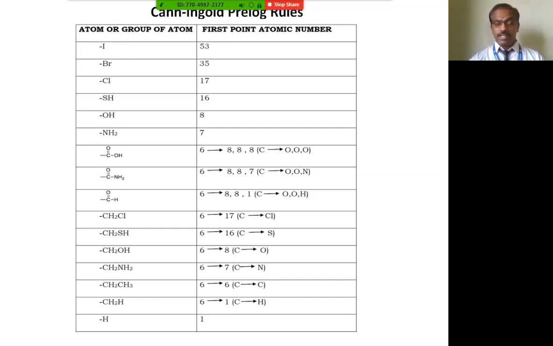Here you have to concentrate mainly on what the carbon is connected to. Chlorine is a functional group, 17. Then the thiol group: carbon is connected to 16. Then the oxygen group, alcohol group, CH2OH group. Carbon is connected to 8. Similarly, C is connected to N, 7. So similarly, hydrogen is equal to 1. Before you go for assigning that priority, you must know this table thoroughly, but it is very simple, easy to remember also. So keep it in your mind.